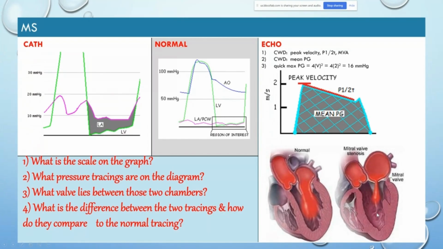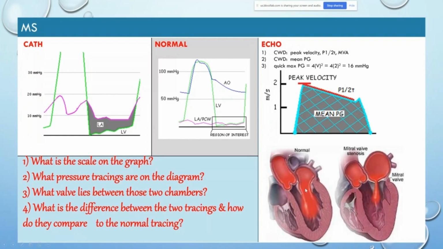But let me backtrack for just a minute. Once we're done with this, I'm going to talk about something new with you guys. So now we have the scale, we have the pressure tracings, and we have the valve. Obviously, between the left atrium and the left ventricle lies the mitral valve, and in this case, it's stenosis. It has bad stenosis because it's not even opening when you compare it to the normal valve.